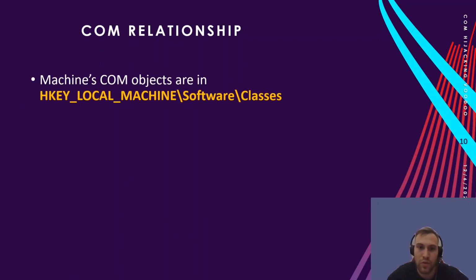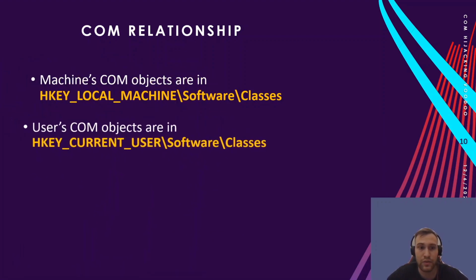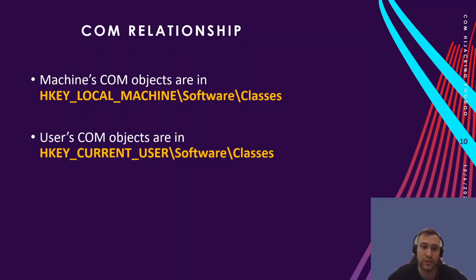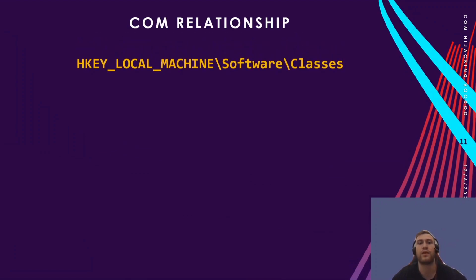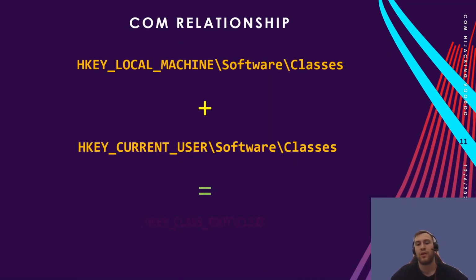The local machine's COM objects are in HKEY_LOCAL_MACHINE\Software\Classes, and the user's COM objects are located in HKEY_CURRENT_USER\Software\Classes. Probably you know that. HKEY_CLASSES_ROOT is the merge of HKEY_LOCAL_MACHINE and HKEY_CURRENT_USER registry.